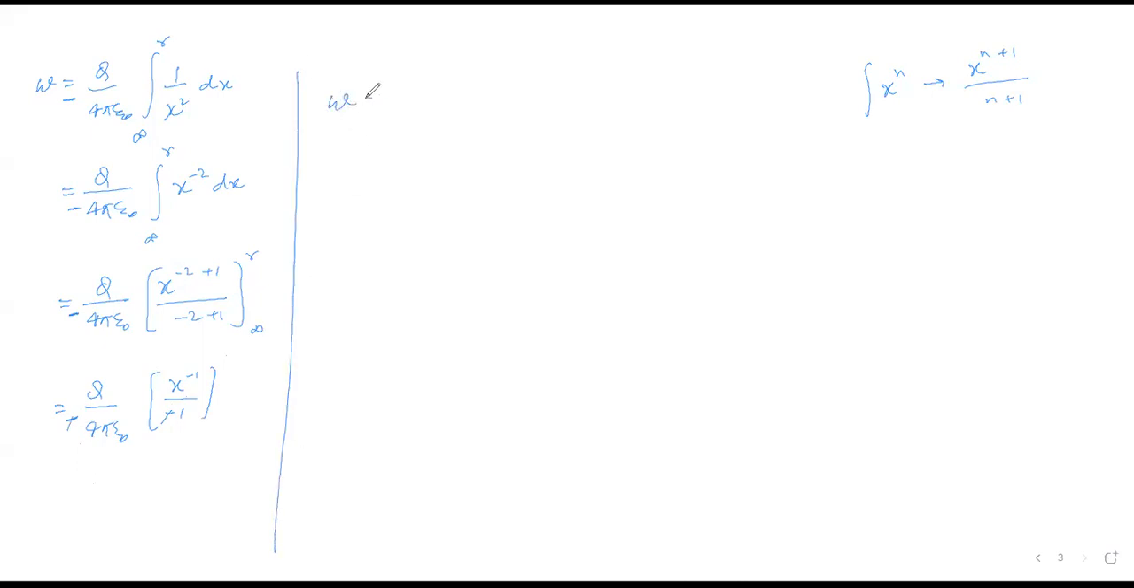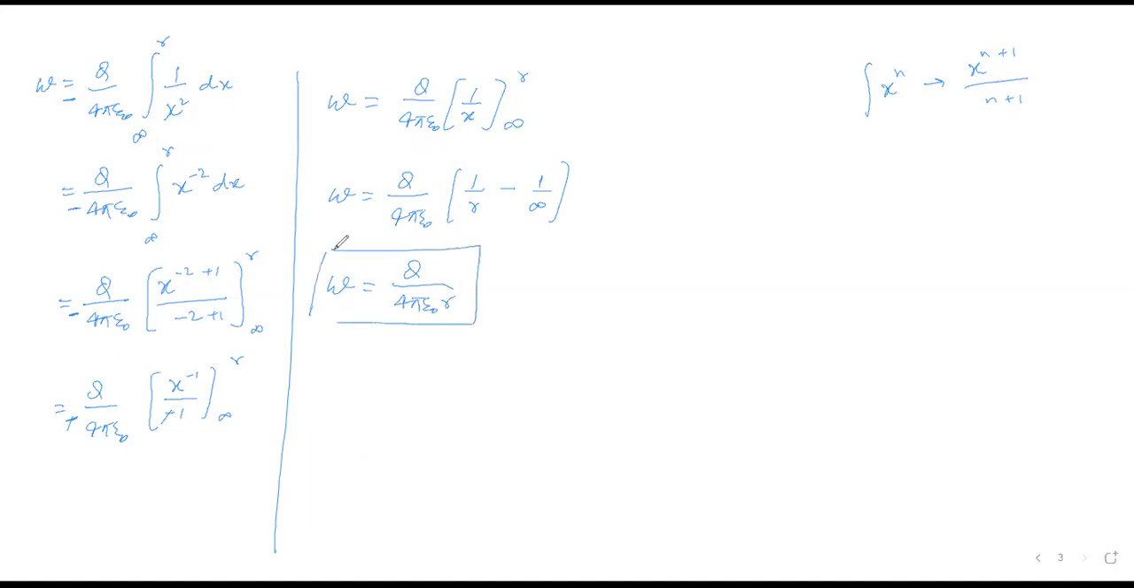You get W is equal to Q over 4 pi epsilon naught from infinite to R. After changing x to the power minus 1, we get 1 over x from infinite to R. Now we put 1 over x at the position of x, first R and then infinite, and subtract. Finally, you get W is equal to Q over 4 pi epsilon naught R. Note it down, please. This is your work done.